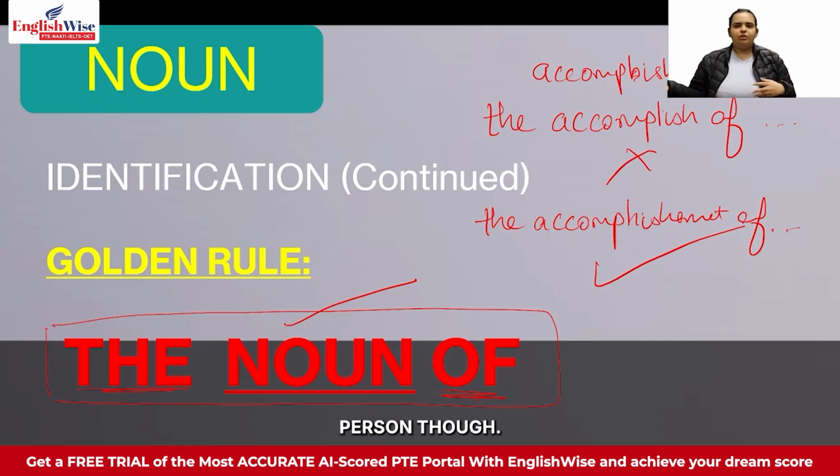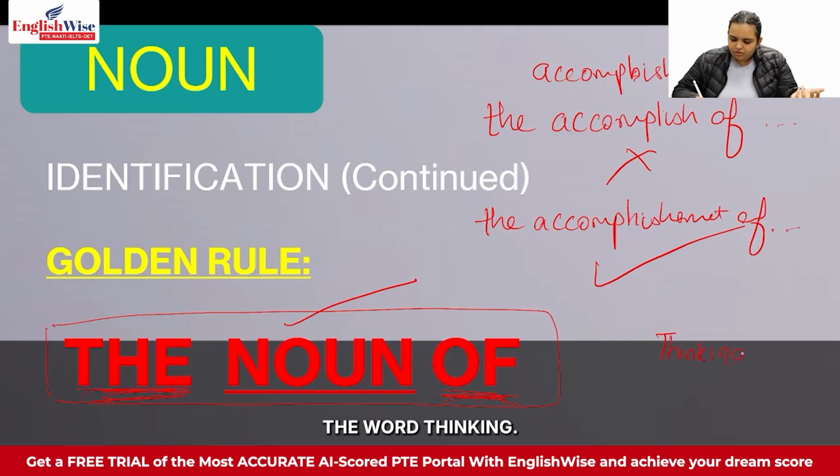The accomplish of this person, though. We say, the accomplishment of this person is great. So over there, the -ment word ending is a noun. So that gives an understanding that the golden rule says that anything that comes between "the" and "of" is a noun. Now let us take words such as thinking.